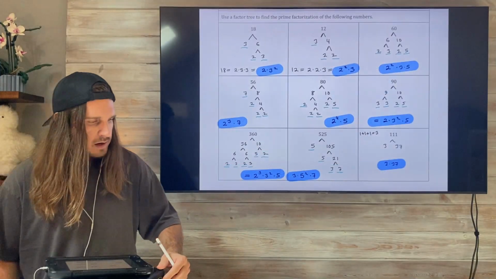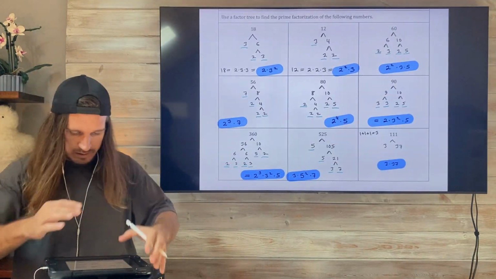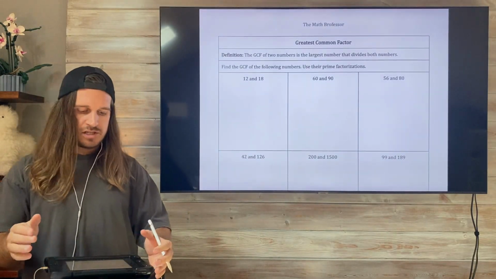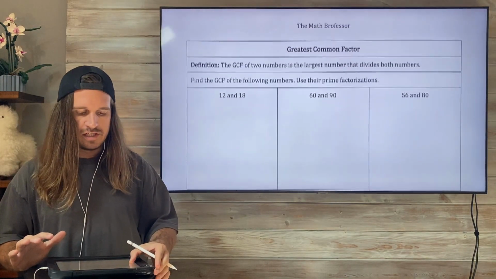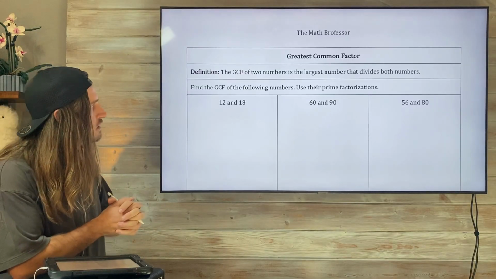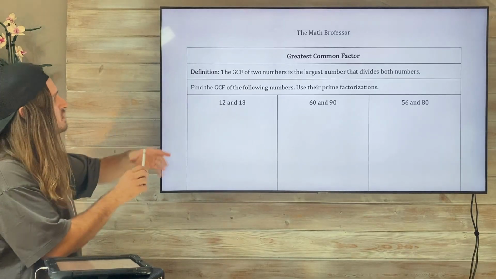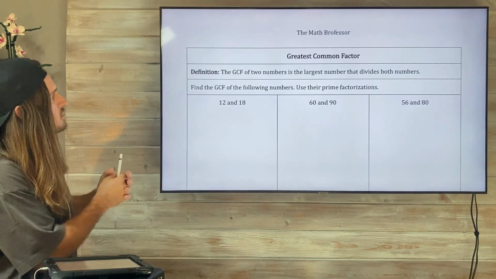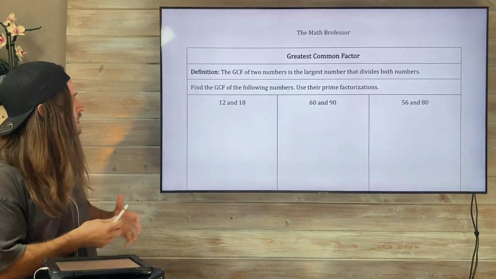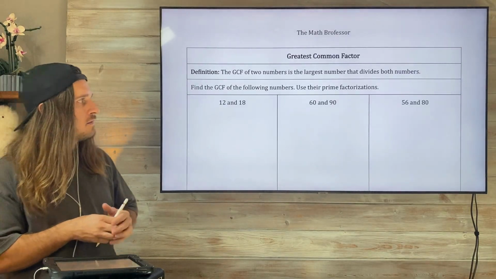Now, you may be wondering, I thought this lesson was about greatest common factor and least common multiple. Yes, we're right there. Here we go. We need the prime factorizations of numbers to find the GCF and the LCM. So that's why we've been doing this. Here is the culmination of the lesson. We're going to find the greatest common factor. Definition: the greatest common factor of two numbers is the largest number that divides both numbers. So find the GCF of the following numbers, using their prime factorizations.